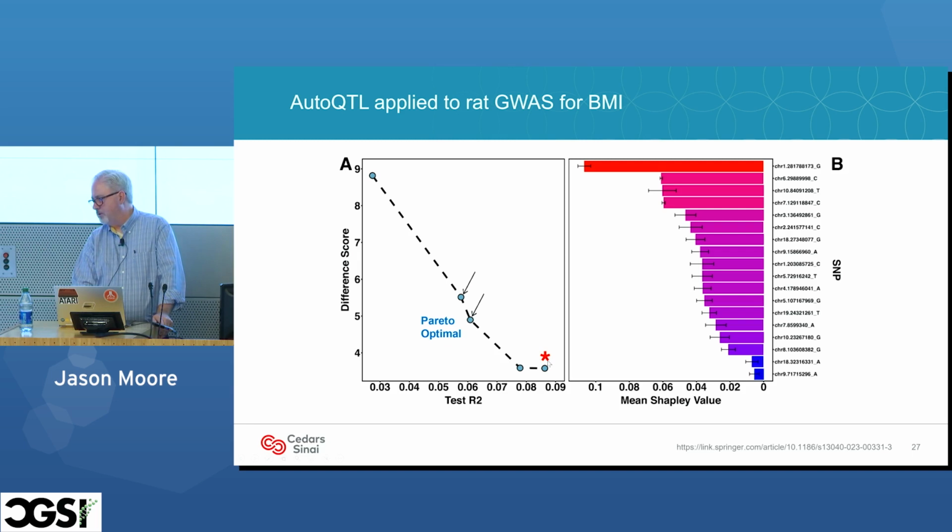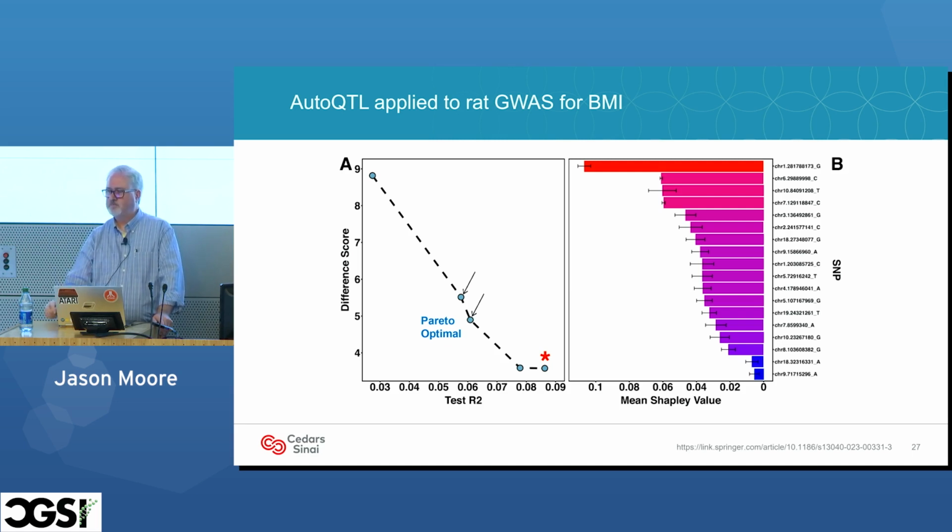I want to call your attention to this red asterisk here. This model was selected automatically by AutoQTL, and it's an example where if you take all 18 SNPs and put them into linear regression, that's what you get. Note that it's very high on the testing prediction, which is good, but it seems to be overfitting because it has a very low difference score. That suggests that these 18 SNPs, for predictive purposes, we're not talking about inference here, might be overfitting the data and learning noise and not generalizing.